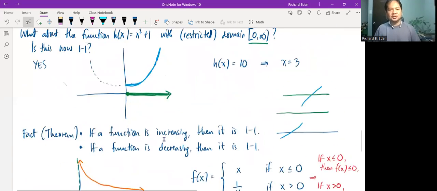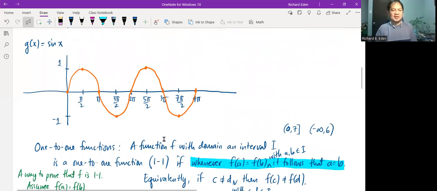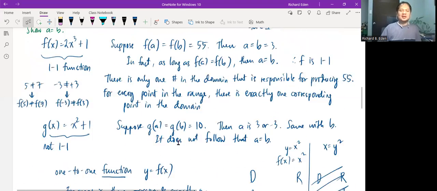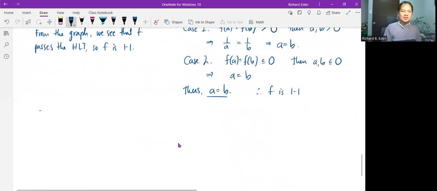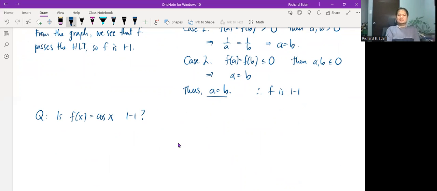So, let's go back to one-to-one functions, because now we have the inverse sine function. Let's look at this. Question. Is f of x equal to cosine of x one-to-one? No, because especially when it is skinnier in the middle, a horizontal line would skewer it. What about g of x? No, it is not.